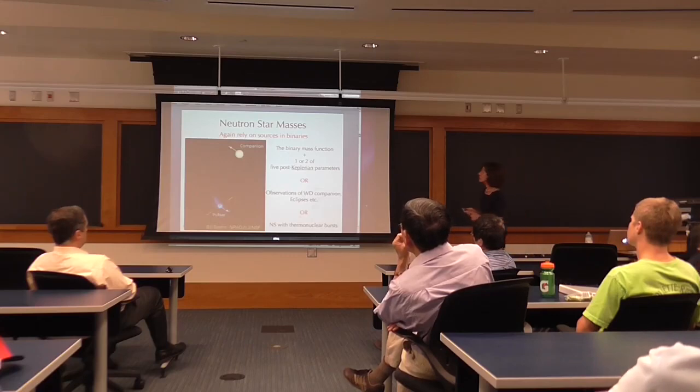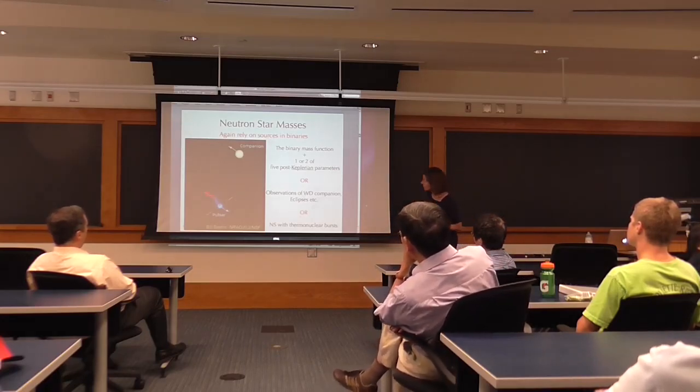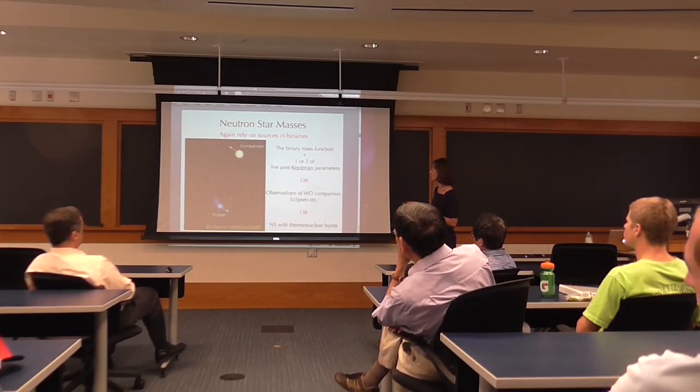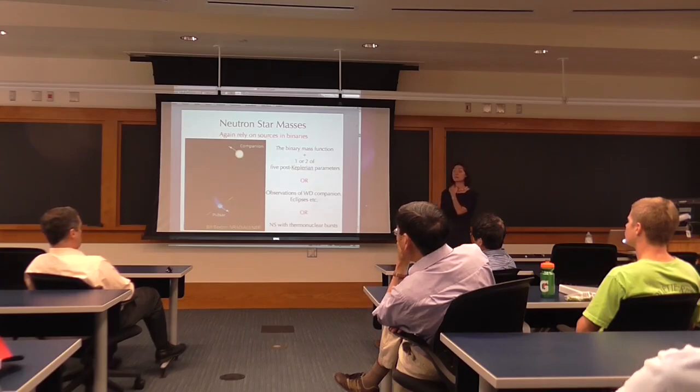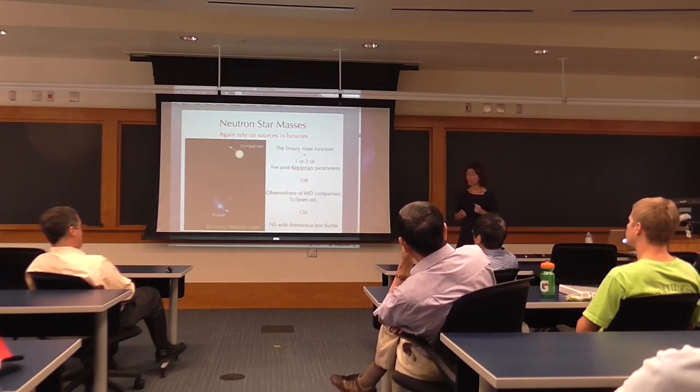How about neutron stars? What do we know? Well, we again rely on sources in binaries. I don't know if you can see this at all. This is just meant to be a pulsar and its companion. Most of the neutron star mass measurements are done for pulsars, where pulsar timing gives us microsecond resolution data.